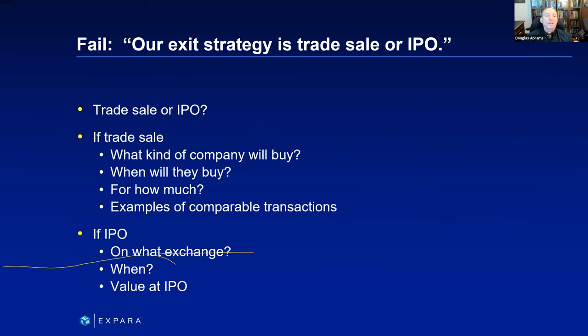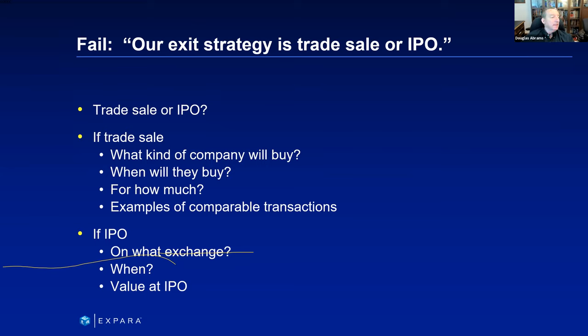So exit strategy boils down to trade sale or IPO. Then some more detail is very useful. So which one do we want to do? Are we going to do trade sale or IPO? And if we're going to do a trade sale, what kind of company is going to buy us? When will they buy? For how much? And examples of some comparable transactions.